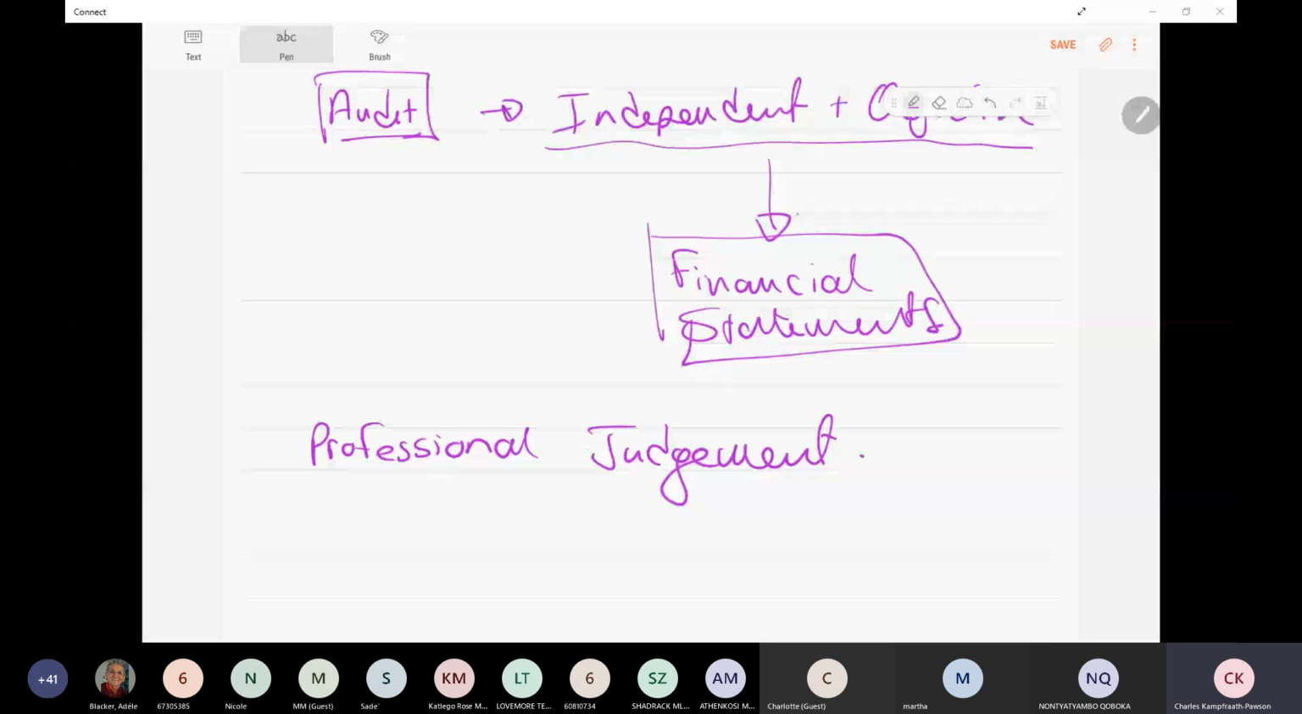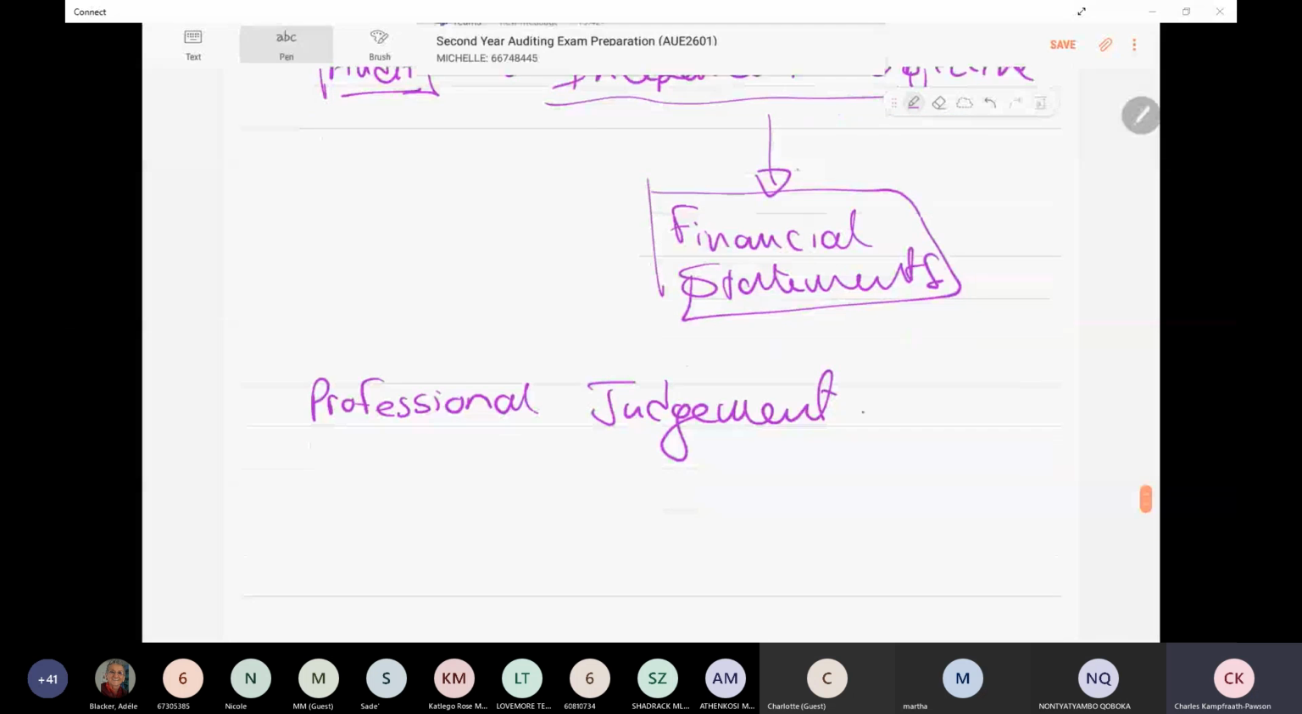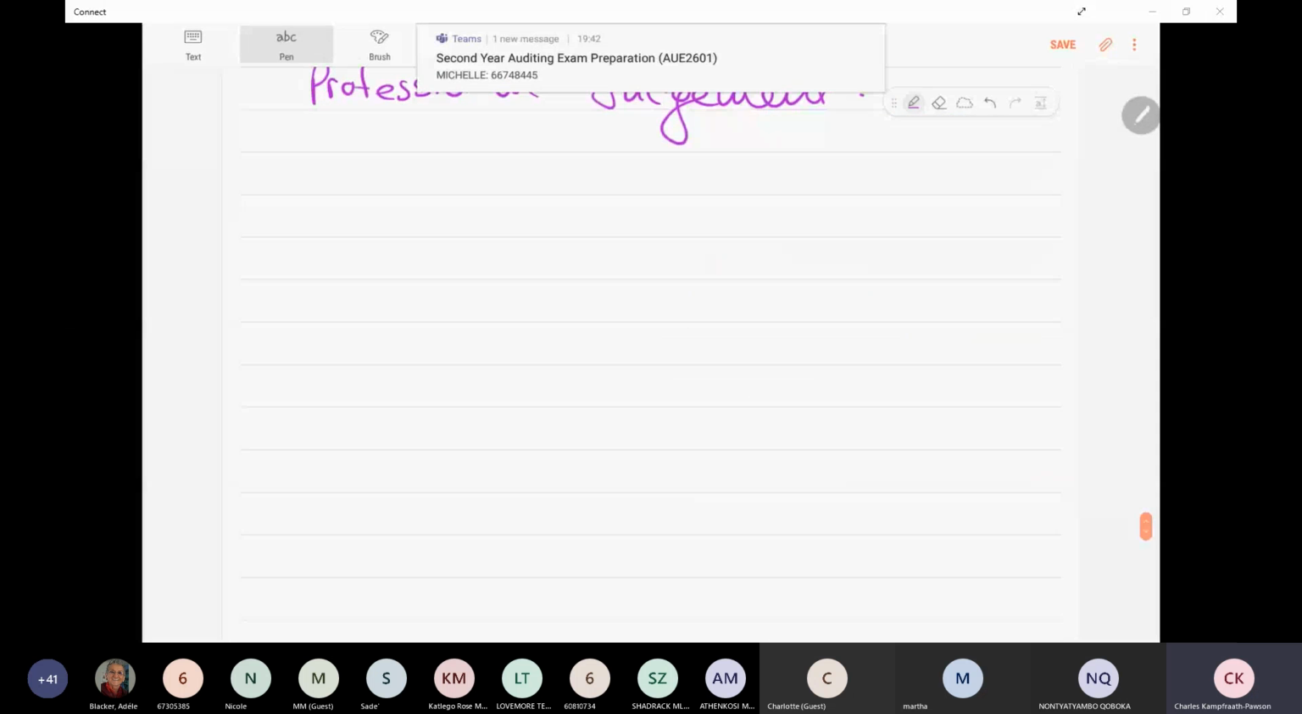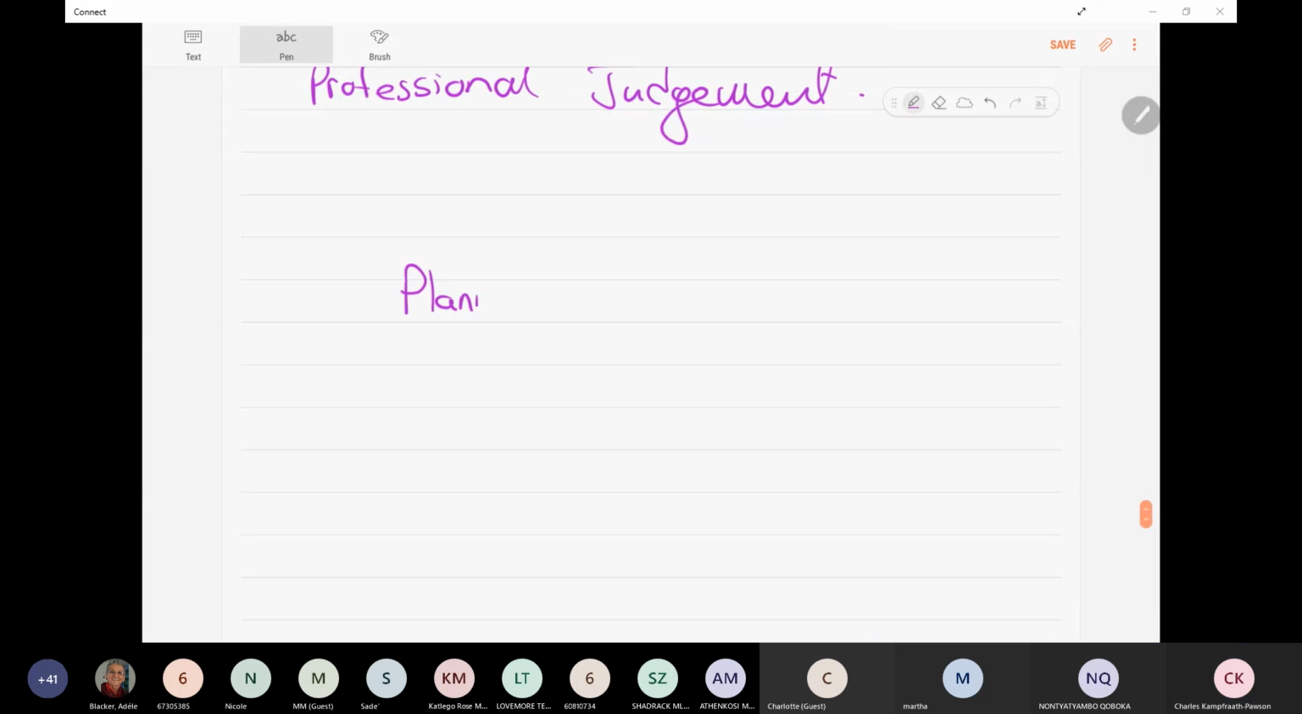So it's extremely important that you understand the two terms that I've just mentioned, professional skepticism and professional judgment. And you need to be able to explain when professional judgment is required by the auditor, especially during the planning and performance of an audit. Because remember, we have a planning section of an audit. This planning section is basically divided into two sections.